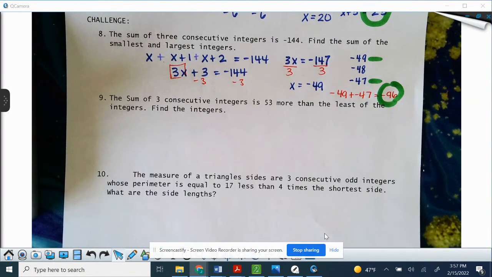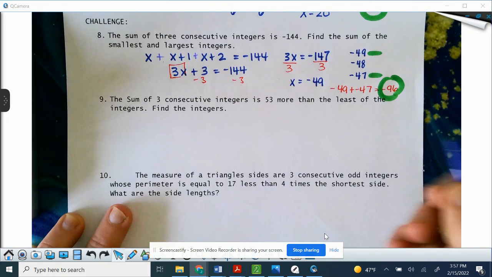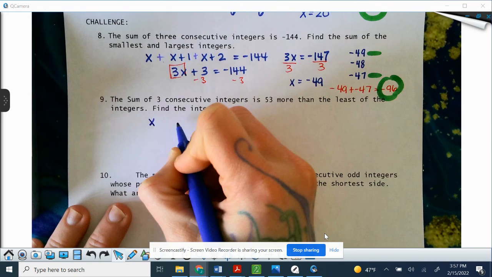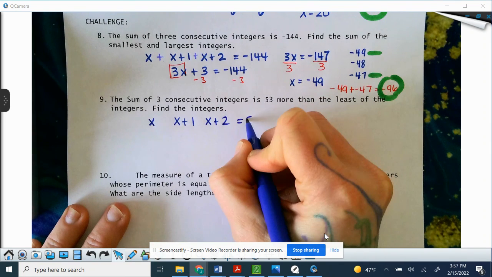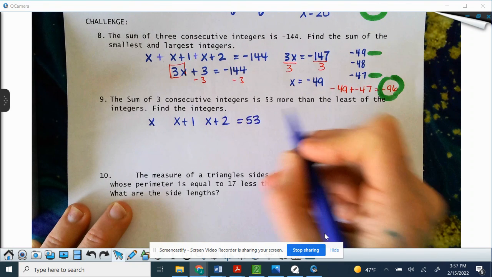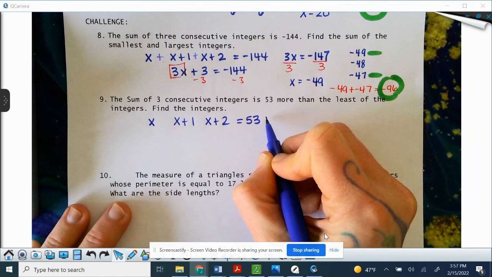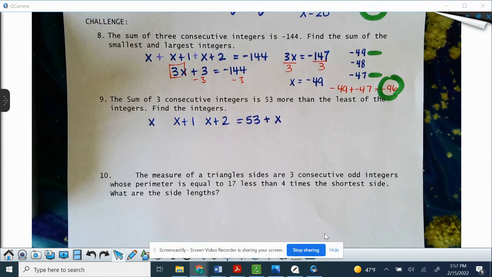Okay, so again, challenge is a challenge. It's just notes. Pause the video. See if you can at least set it up right for number 9. All right, the sum of 3 consecutive integers. So 3 consecutive, it does not say odd or even. So we're going to do x, x plus 1, x plus 2 is 53 more than the least of the integers. So 53 more than x, because x is going to be your smallest number, right?